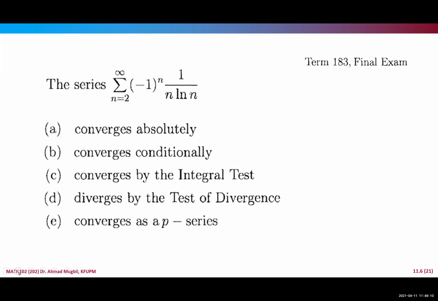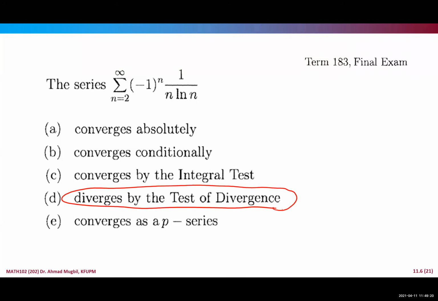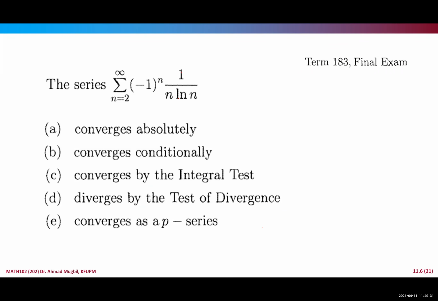Of course it is natural to think about the limit. If the limit is not 0, it is divergent by the test for divergence. So if I were you, I would try to check this first, because this is the easier way. If the limit is not 0, it diverges, but the limit is 0 here, clearly 1 over infinity is 0. So this is not the case.